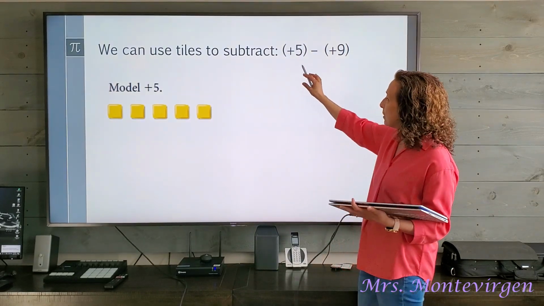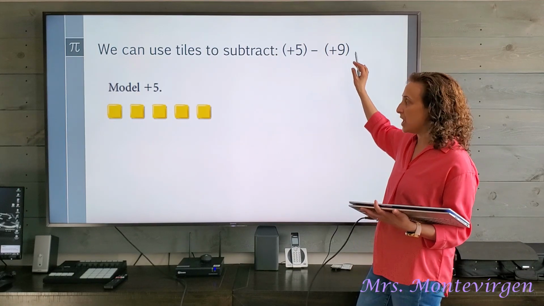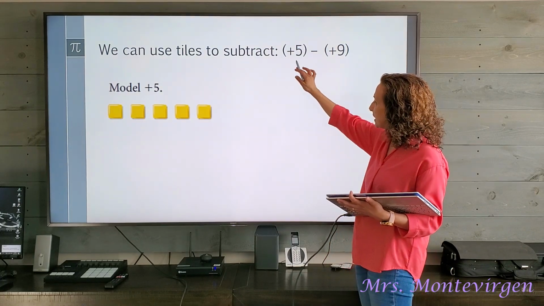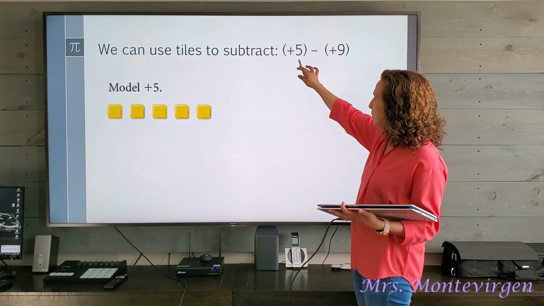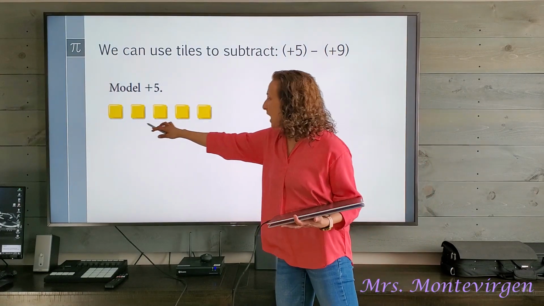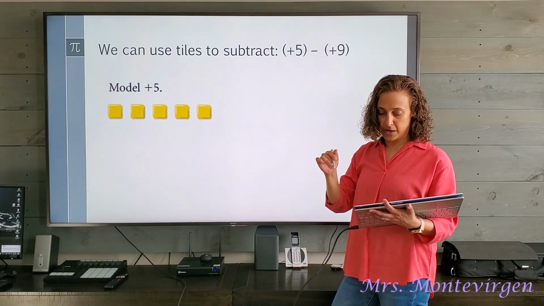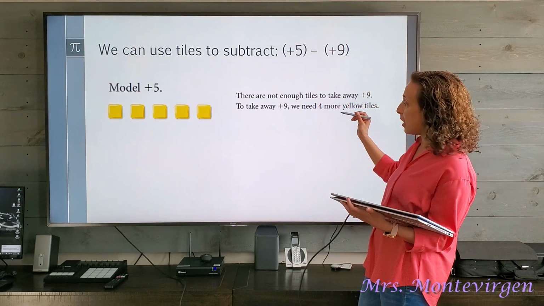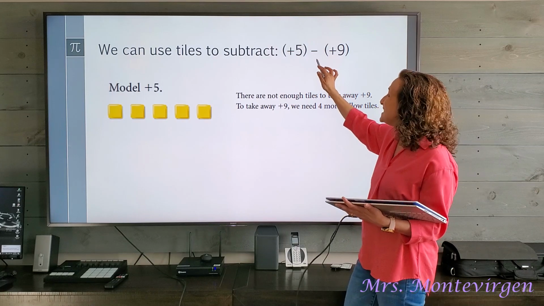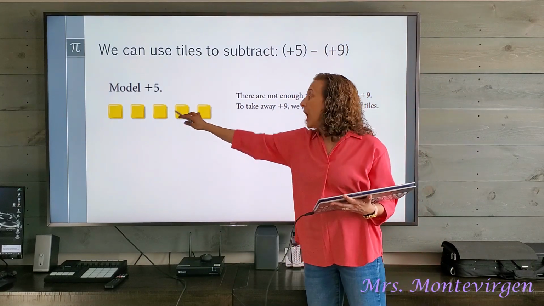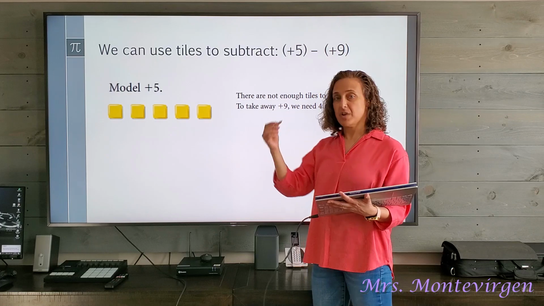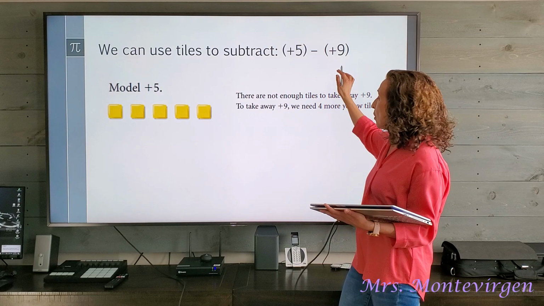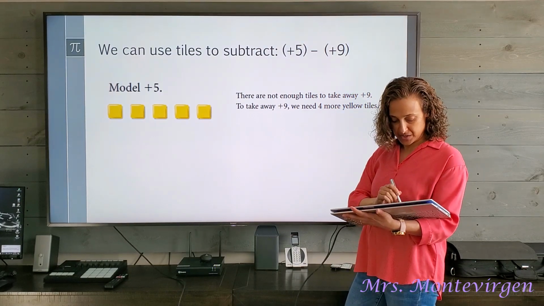So I have a question here, +5 take away +9. Now, since we're modeling with tiles, we're going to go back to the beginning and we're going to take my yellow tiles and we're going to represent +5. And that's exactly what I've done here, okay? But as you can see, I have a problem because I can't take away 9 from here. I only have 5 tiles. So now, as you can probably think of, I'm going to have to add to this in order for me to take away those 9 tiles.